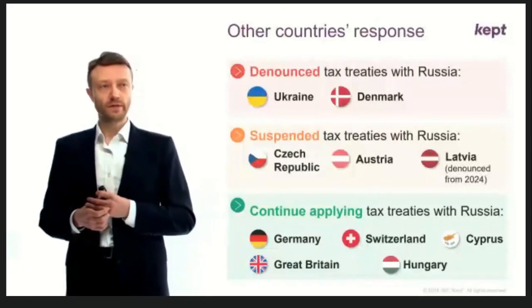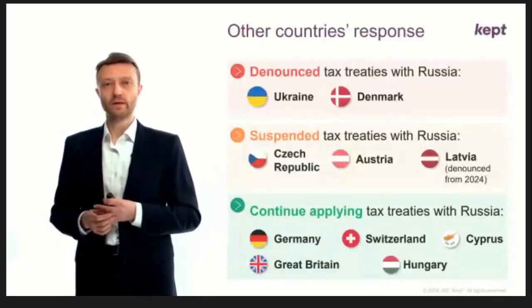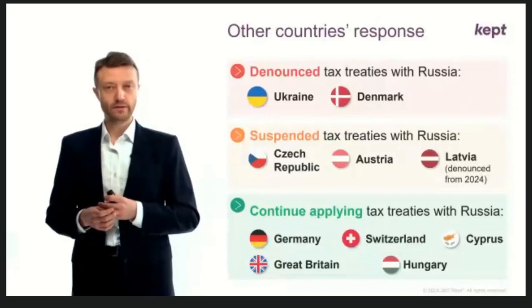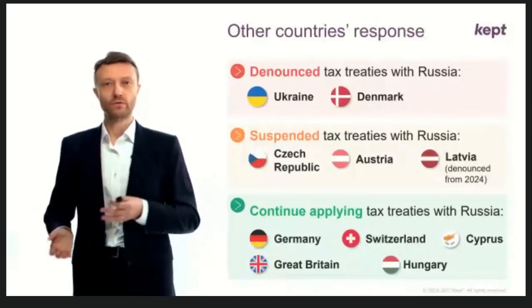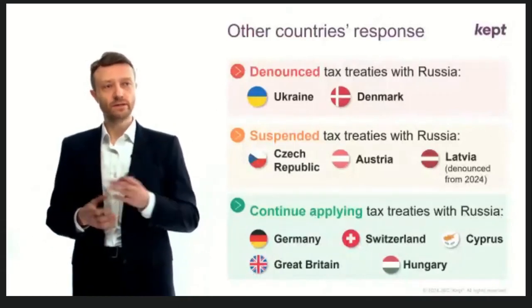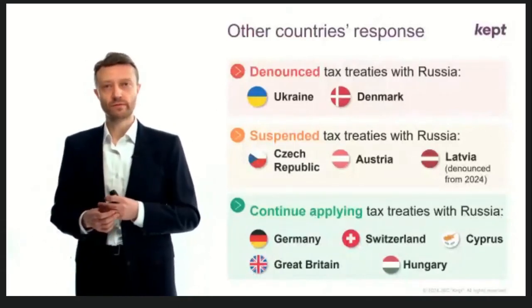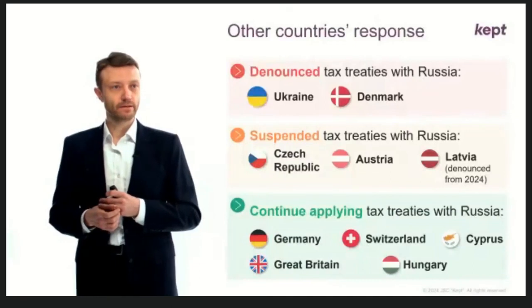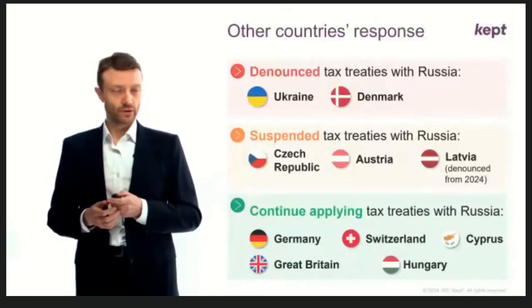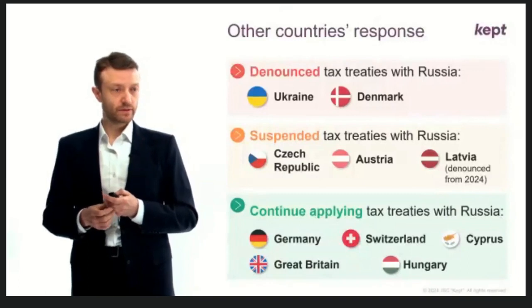Strictly speaking, suspension is not a mechanism that is provided by the treaty itself. A treaty can either be effective or denounced or cancelled, but intermediate states where it is suspended are not, strictly speaking, in line with the treaty's provisions, usually. Okay, so this is where we are.